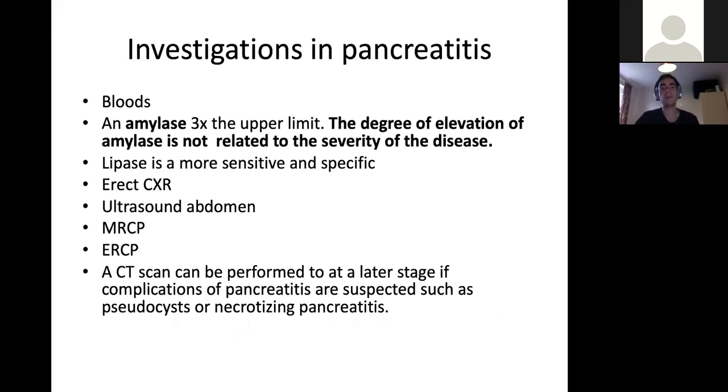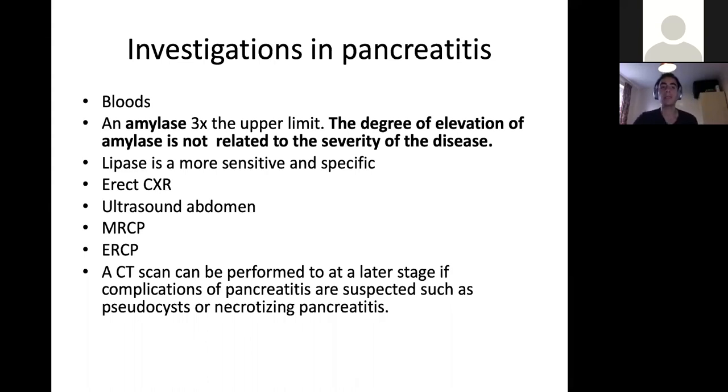The investigations that we need to do are blood tests: full blood count, serum electrolytes, C-reactive protein (CRP), and the liver function tests as well, as we're thinking about whether there might be obstructive ducts. But the most diagnostic test is amylase, and it needs to be significantly elevated. The degree of elevation is no indication of how severe the disease is. We'll go through how to diagnose the severity in a second. Lipase is a better diagnostic test. Some hospitals have started doing it, but not all hospitals are doing lipase, though it is a better test.